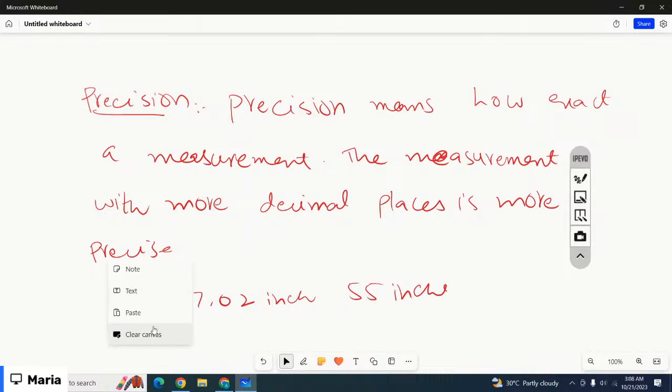Let's do another example. You have 11 centimeters and 82.75 centimeters. Which measurement is more precise? Which is the correct option? Yes, 82.75 centimeters is more precise than 11 centimeters. Why? Because 82.75 is measured to the hundredth of a centimeter, so that would be more precise.